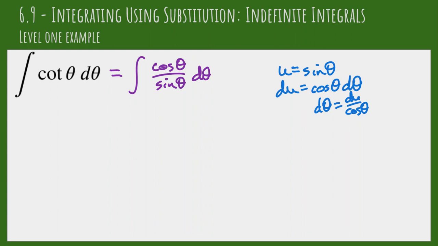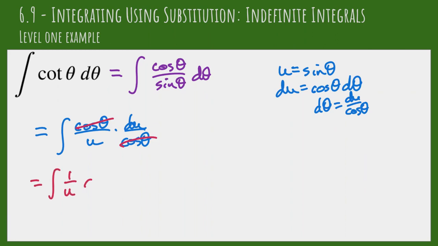So making the substitution then, we're going to have cosine of theta on top, u on the bottom. D theta becomes du over cosine of theta. And the cosines are going to cancel each other out. And we get the antiderivative of 1 over u with respect to u.